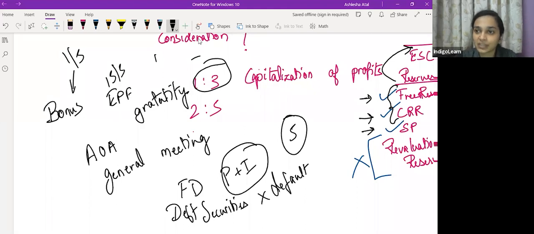Any doubt? We'll have a look at the section also right now, but before looking at the section, any doubt? Yeah, any questions?